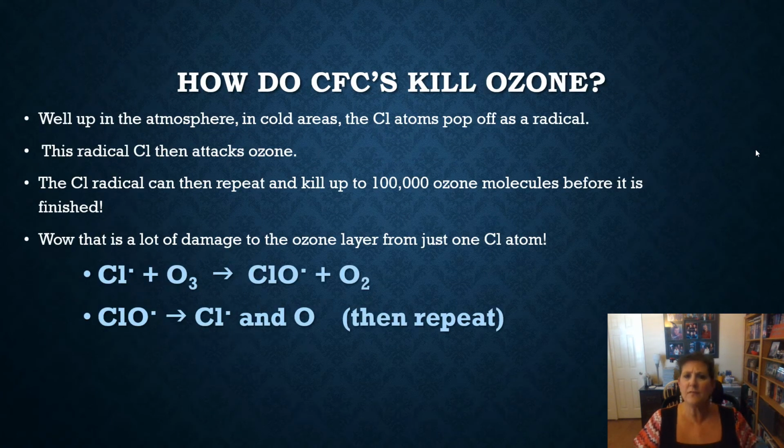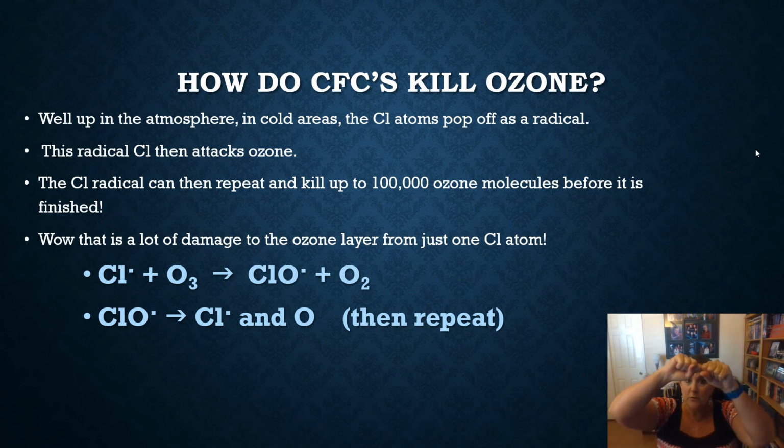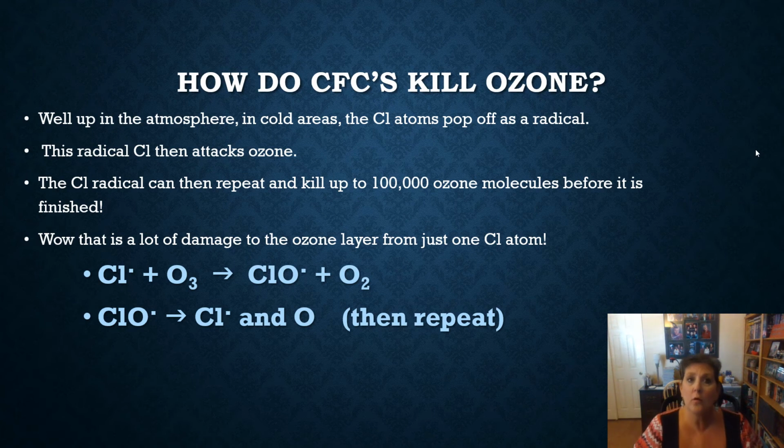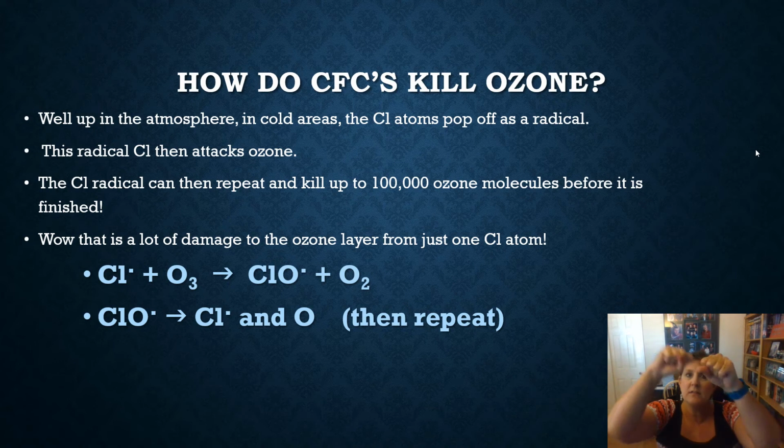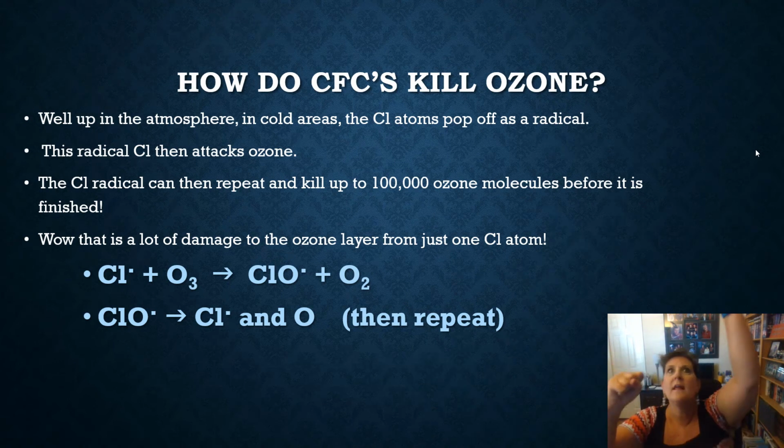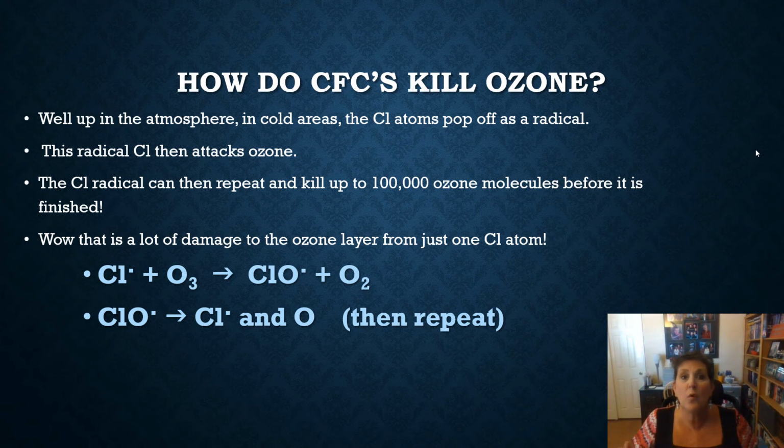So how do CFCs, chlorofluorocarbons, kill the ozone layer? Well, up in the atmosphere where it's cold, the chlorine atoms will pop off the CFC and be a radical. The radical chlorine then can attack the ozone. And not only that, it can kill this ozone and then kill this ozone and then kill this ozone, and it can kill up to 100,000 ozone molecules before it's finally done with its murder mission. So a chlorine radical can do a lot of damage.